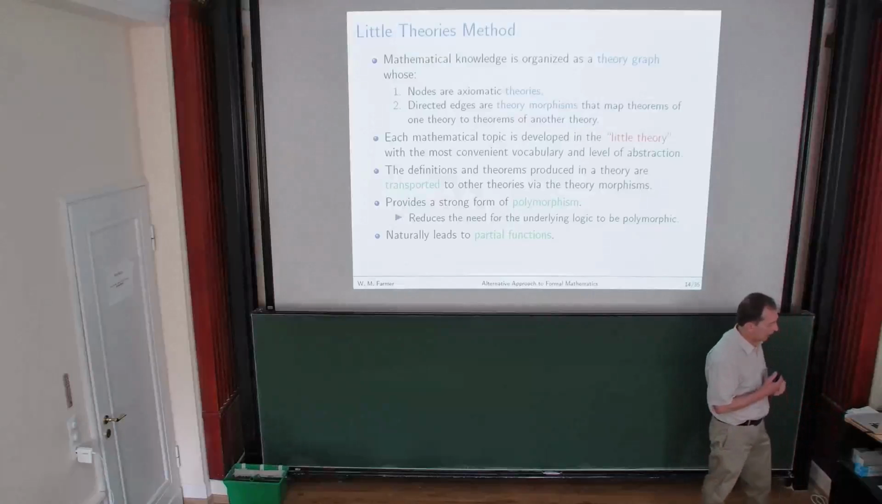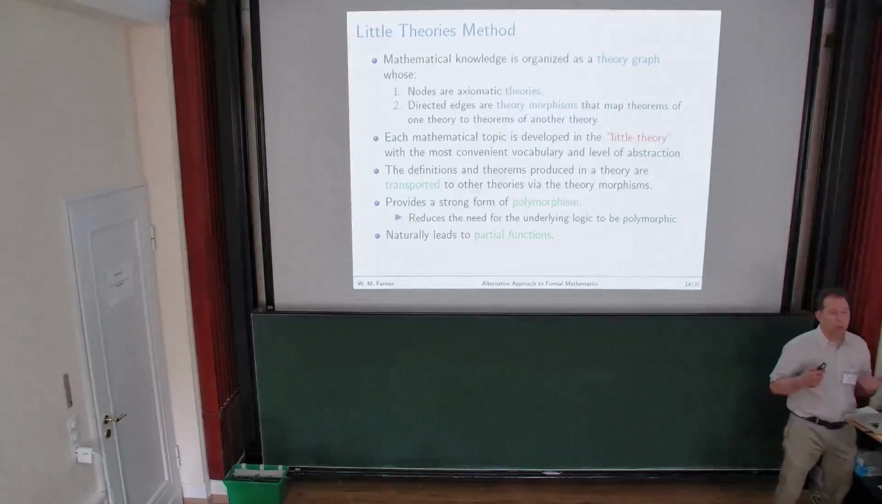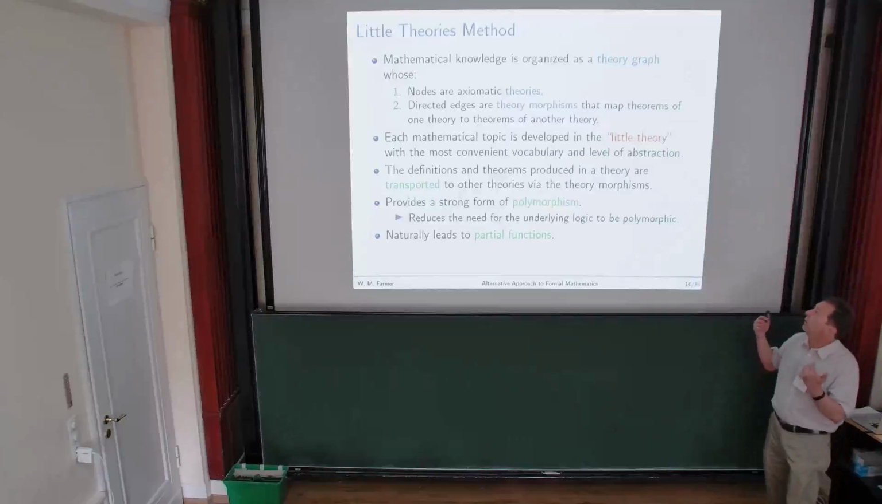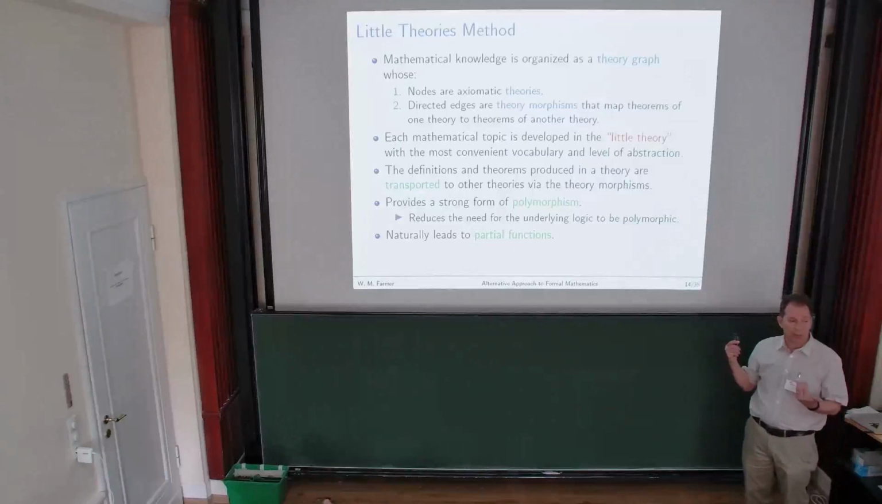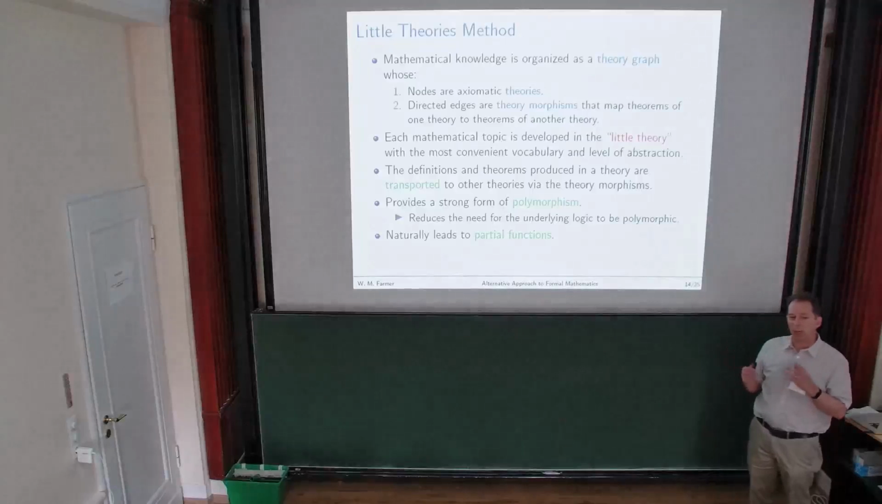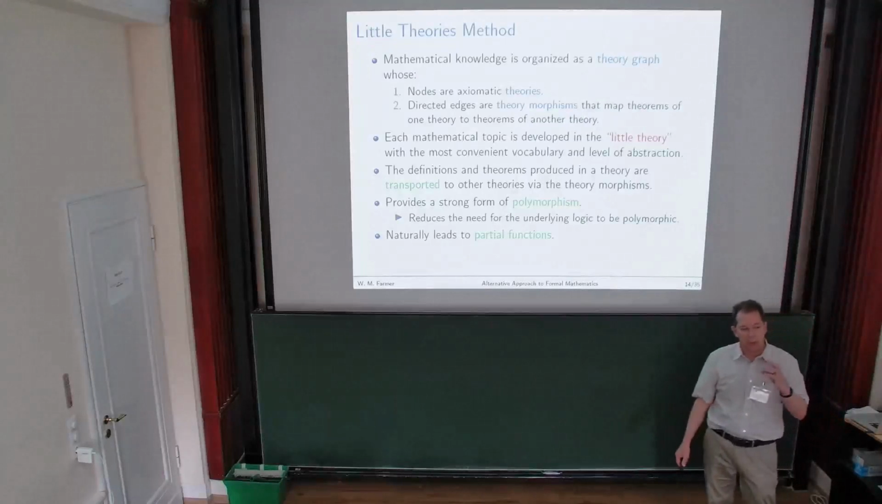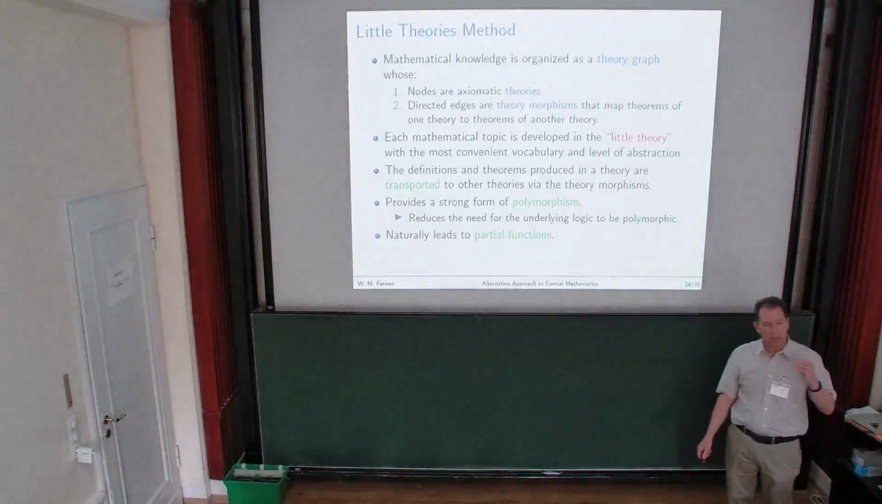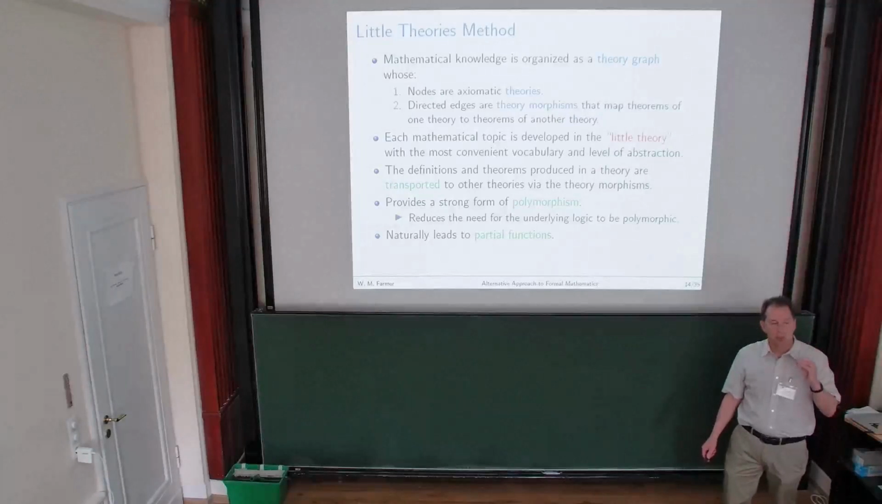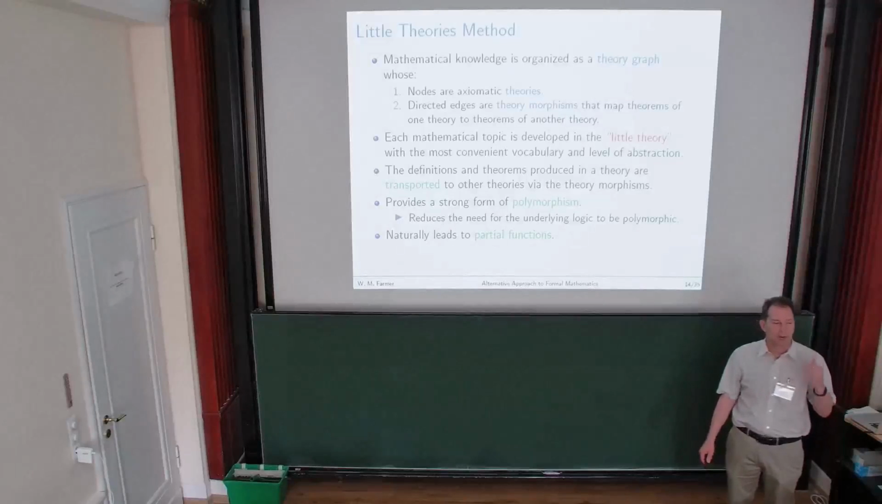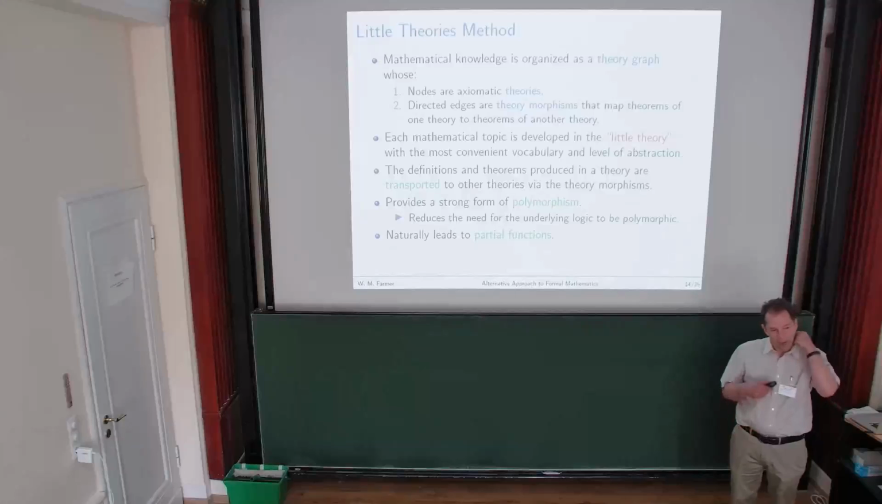And usually you have these theory morphisms from an abstract theory to something that's less abstract, or sometimes something that's equally as abstract. So with the little theories method, you basically develop one of these theory graphs, but you develop it in the following way. Whenever you're coming up with a notion that you want to study, you develop that in the most appropriate little theory. The little theory that has exactly the right level of abstraction that you want, exactly the right vocabulary you want. And so you develop it in that, and then you use these results in other theories by creating theory morphisms for other theories.